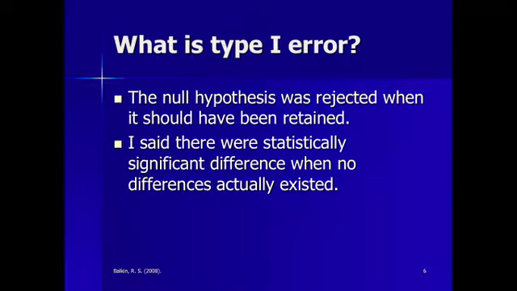Type 1 error. Remember, we can say that the null hypothesis is either rejected, or, as some folks like to say, we fail to reject the null. And remember, I don't like those double negatives. We either reject the null or we retain the null. So when we say that we've rejected the null, we've also said that there was a statistically significant relationship. When we retain the null, we're saying that there was no statistically significant relationship or difference.